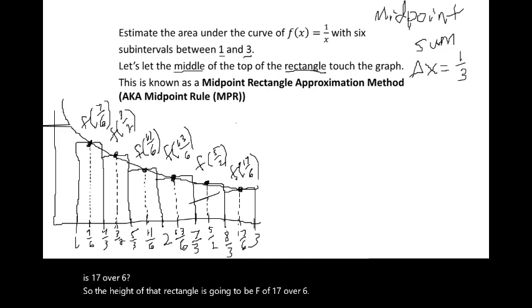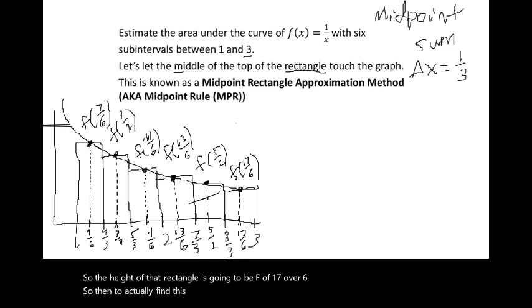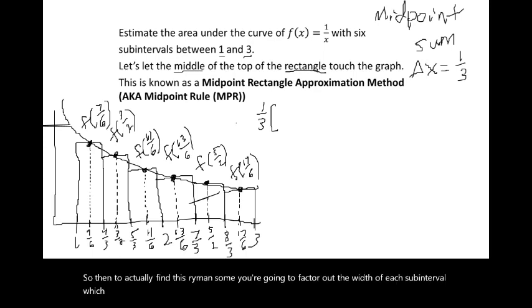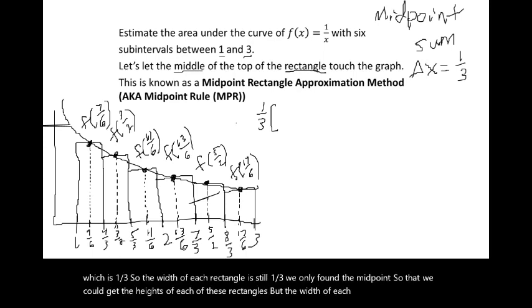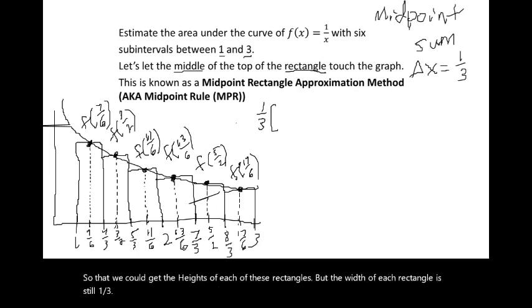So then to actually find this Riemann sum, you're going to factor out the width of each subinterval, which is 1/3. So the width of each rectangle is still 1/3. We only found the midpoint so that we could get the heights of each of these rectangles, but the width of each rectangle is still 1/3. Then we're going to just add all these heights together.